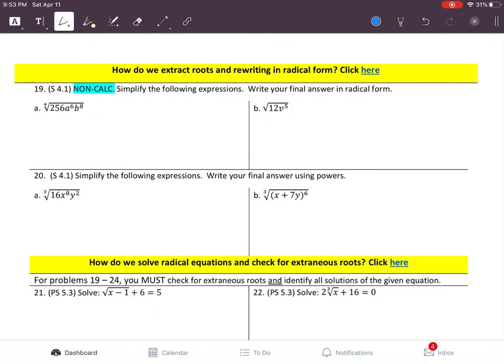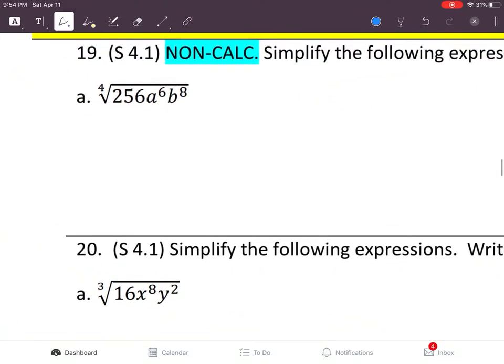Doing the roots. Okay, so this you're going to need some calculator stuff for. So, what number multiplied by itself, here, let me make this bigger. What number multiplied by itself 4 times goes into 256? And that number is 4. So, the fourth root of 256 is just 4.